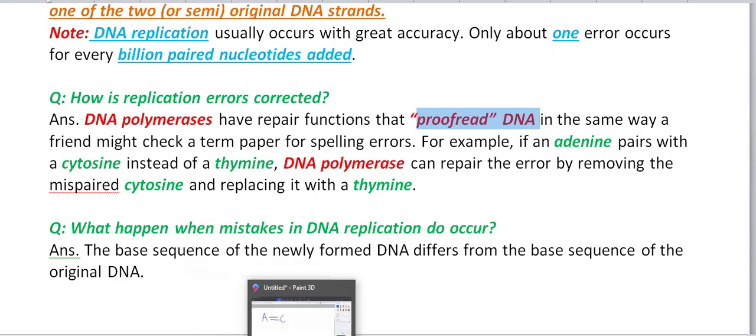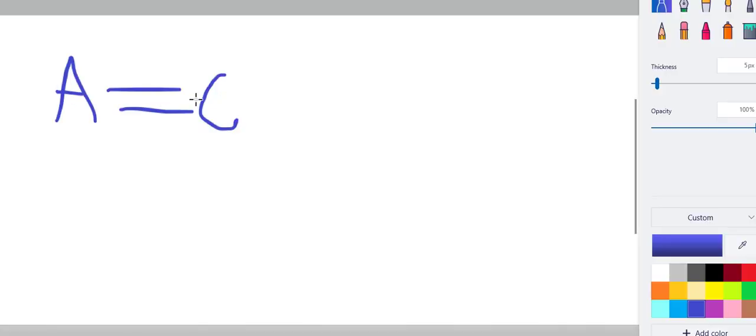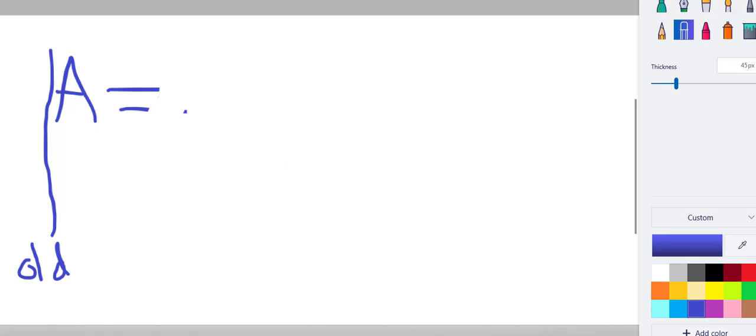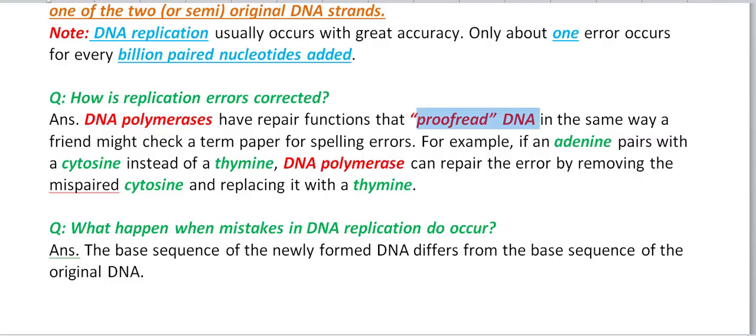So which one is incorrect? This is the old strand. This is the mispair that paired with the adenine. The DNA polymerase removes this cytosine and adds thymine instead of the cytosine. So DNA polymerase prevents mutation in the newly formed DNA strand.